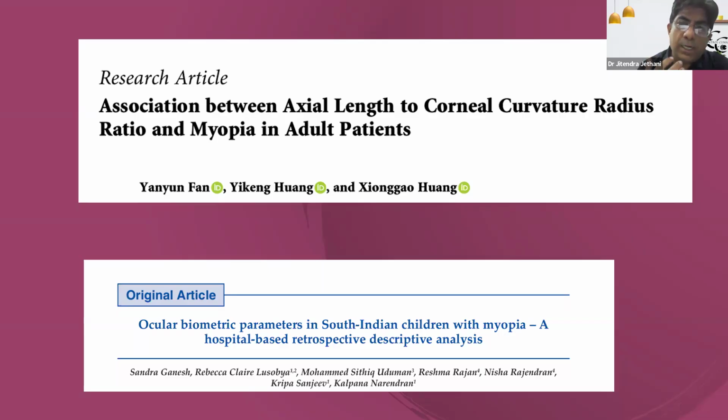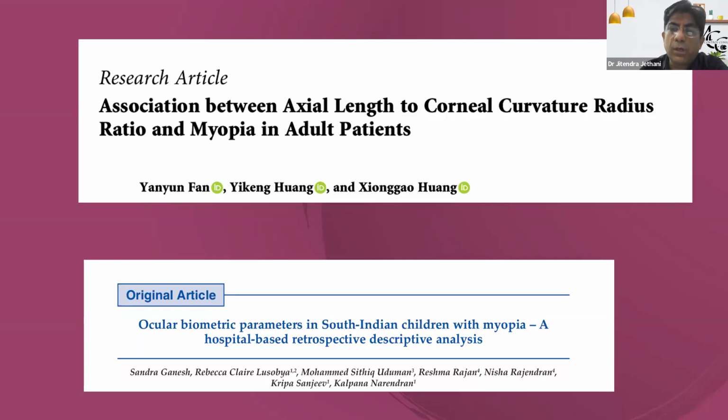So right now, axial length upon CR ratio is being done to understand and to agree upon the fact that anybody who has AL upon CR ratio more than 3 would be a myope. But the point to understand here is that it is not necessarily a progressive myope. So right now we are not sure who will progress and who will not progress.